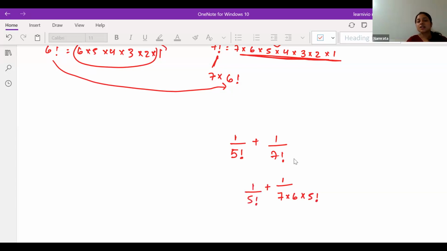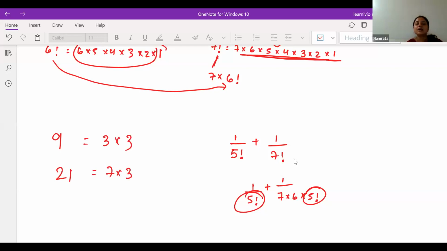Ab yahan se LCM kya niklega? 5, 5 common hai. That will be there in the LCM. And 7 into 6 will also be there in the LCM. Do you know how to take out the LCM when we are having such a scenario? Yes, ma'am. So, LCM, we always take it out whenever we are having, let's say, 9 and 21. So, 9 is 3 into 3. 21 is 7 into 3.